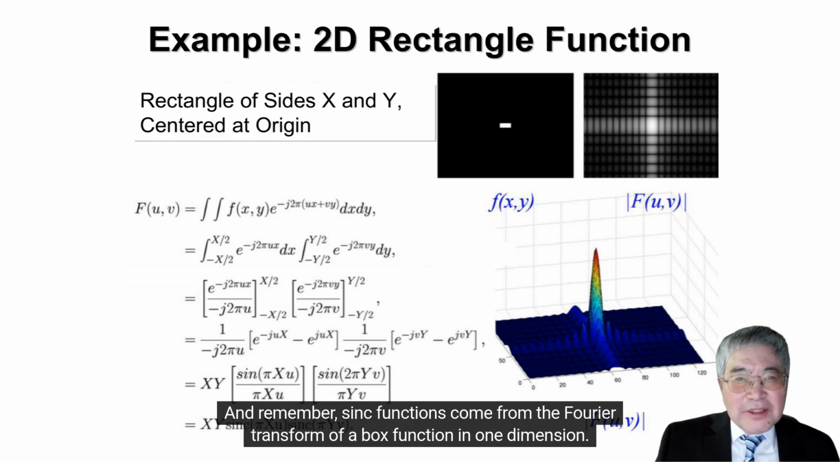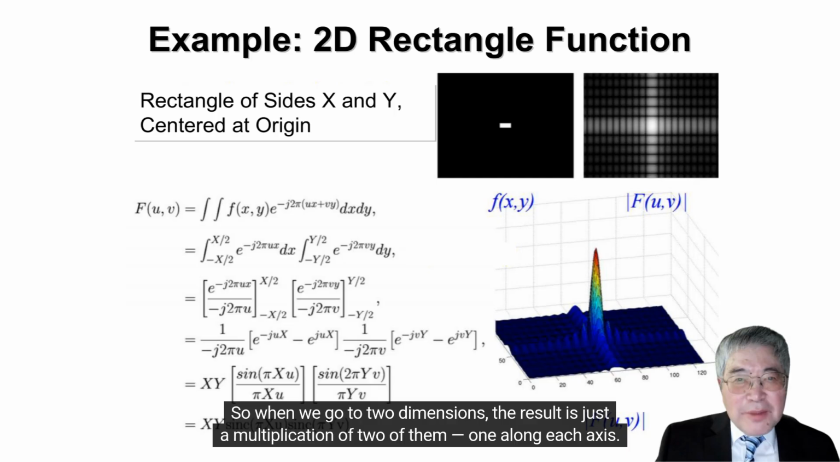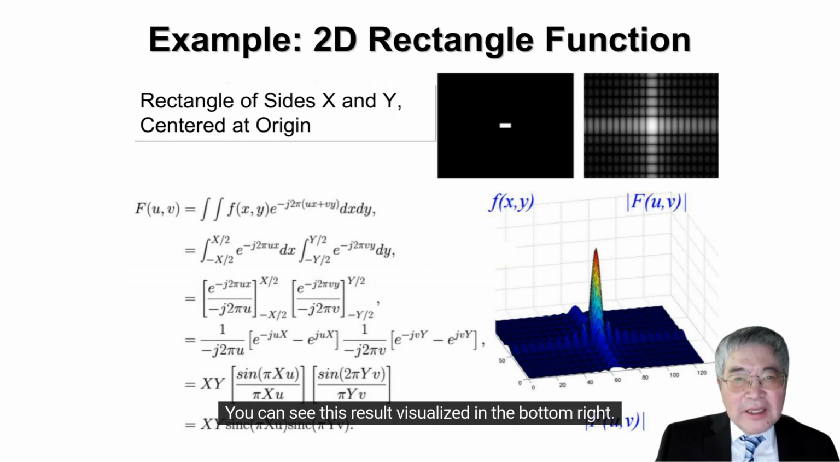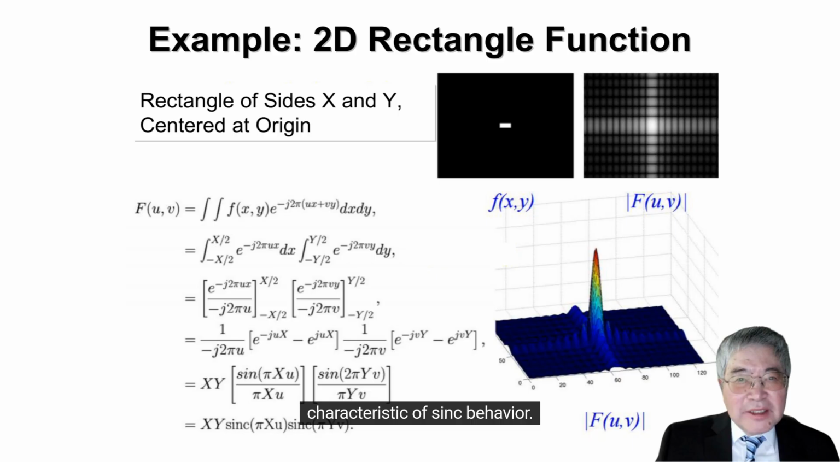And remember, sinc functions come from the Fourier transform of a box function in one dimension, so when we go to two dimensions, the result is just a multiplication of two of them, one along each axis. You can see this result visualized in the bottom right. There's a sharp peak in the center, that's the low frequency content, and then it decays with oscillations outward, characteristic of sinc's behavior.